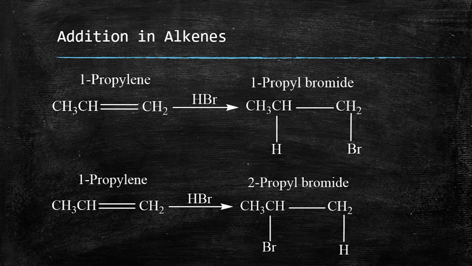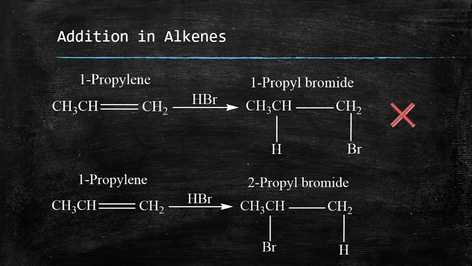Suppose we have 1-propene. The first carbon has two hydrogens and the second carbon has only one hydrogen. When hydrogen bromide reacts with 1-propene, there is a possibility that two products can be formed according to the given equation. But practically, only one product formation takes place. In this confusing case, we need guidelines and rules.